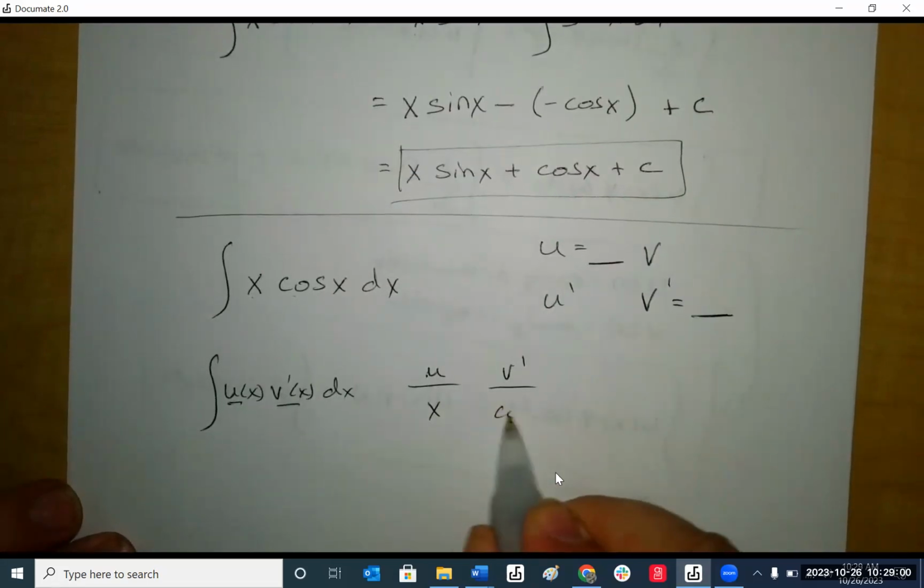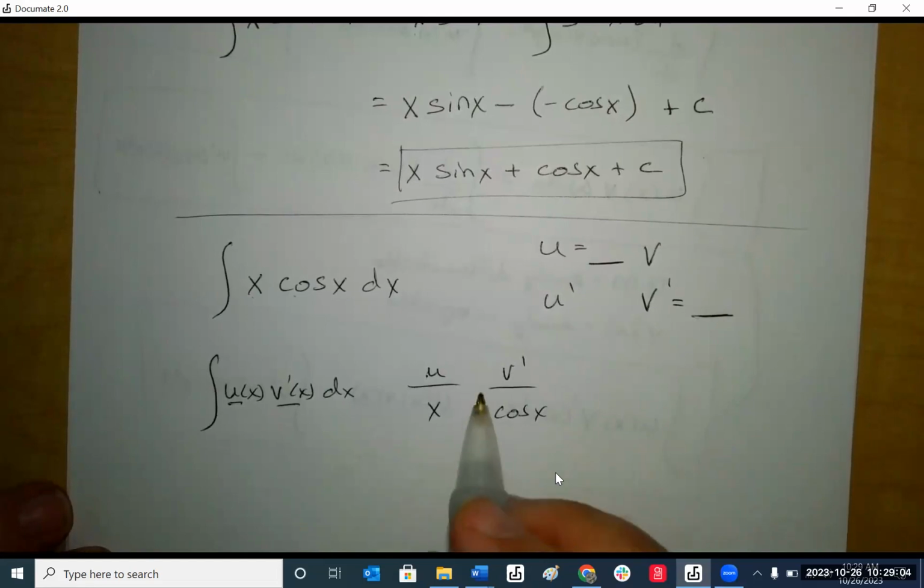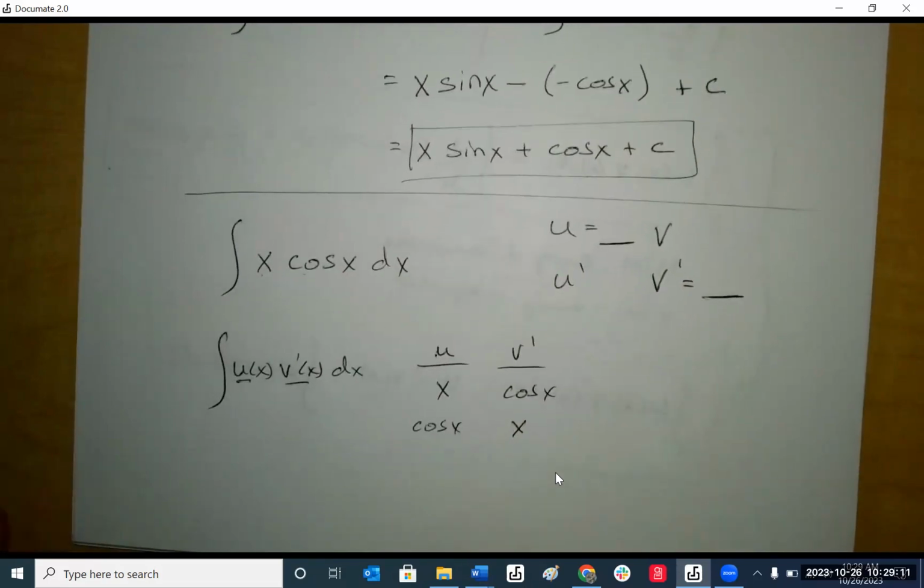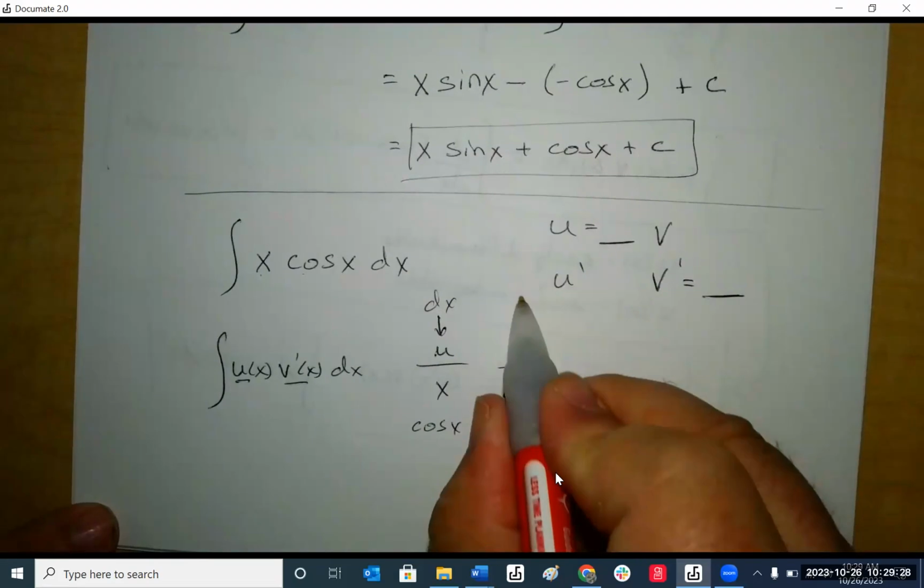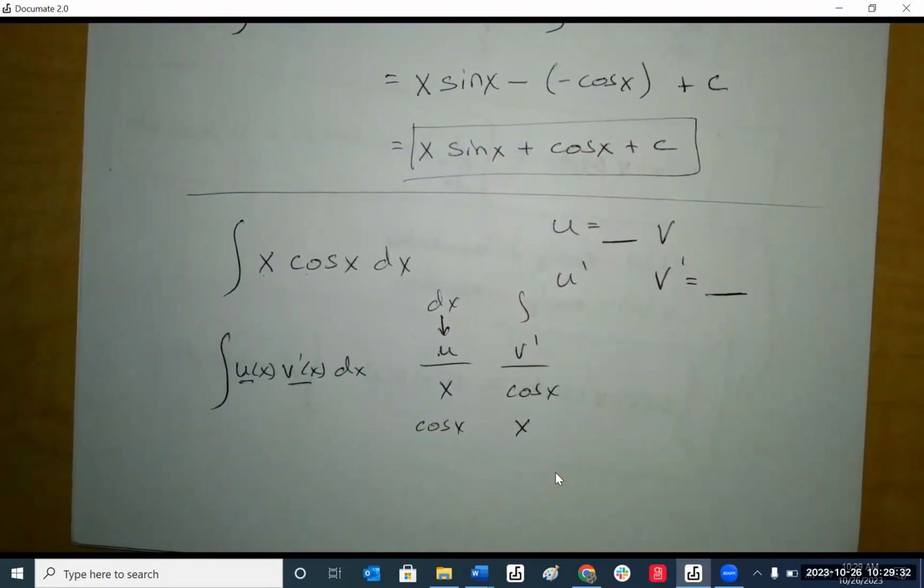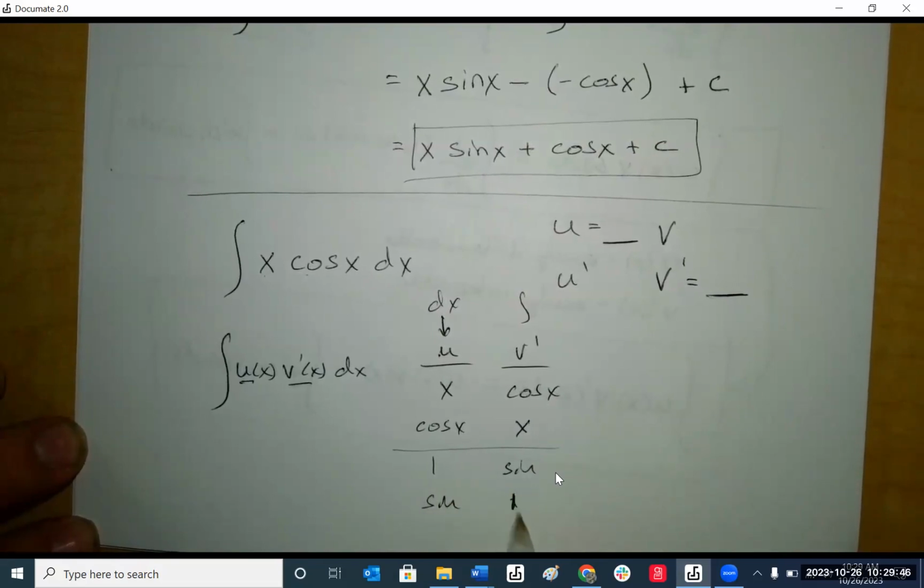We could have gone x and cosine x, or cosine x and x, and we can start it that way. Because for this one, we have to differentiate it, and this one, we have to integrate it to find the other one. And conversely, we could have used 1 and sine, or sine and 1, or this one would be negative cosine.